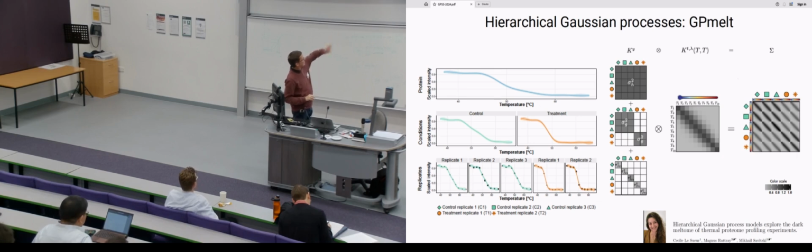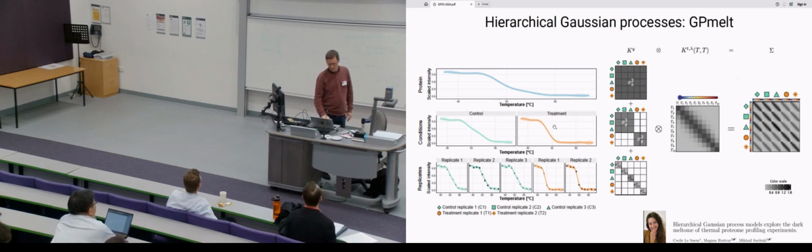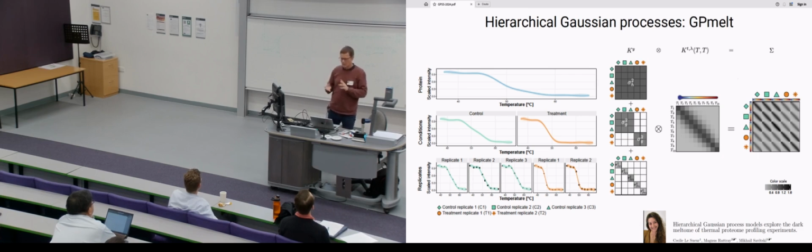So the idea is that you have a Gaussian process, but you have different levels in the Gaussian process that capture different sources of variation in the problem. So you have your control versus your treatment, and then you have all these replicates. The replicates are correlated, so they're not just treated as white noise, but as correlated noise, because you get things that are correlated in temperature. And this is implemented as a multitask Gaussian process.